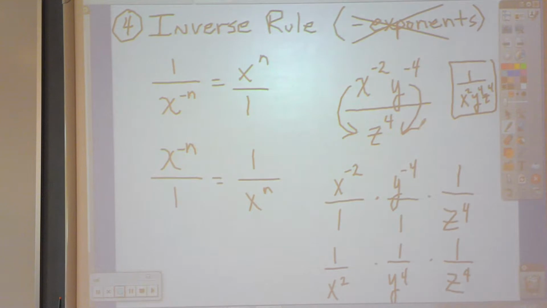Now the next rule I'm going to show you is not a rule that's used a lot, because it's kind of a rule that you can use when you want to. And it's called the inverse power rule.